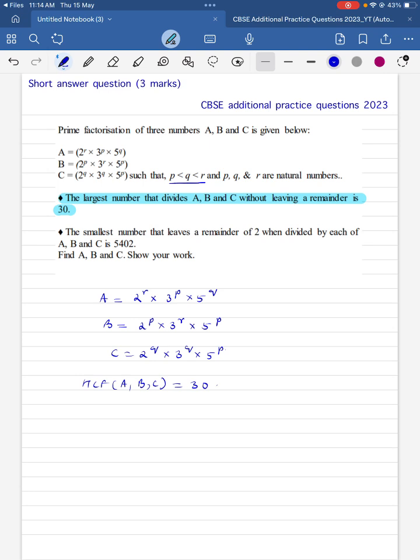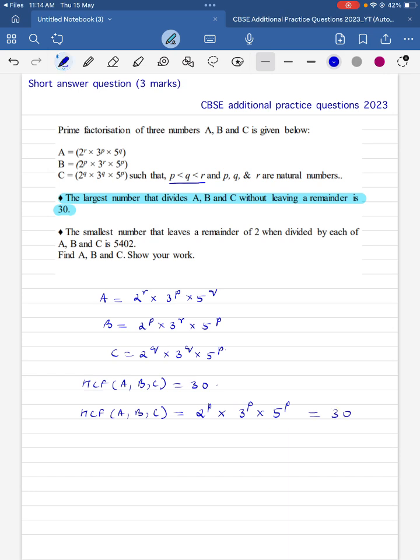Let's also try to find the HCF of A, B, C from the prime factorization. How do we find the HCF of three numbers? You write out all the common factors and take the lowest power of each of them. The common factors are 2, 3 and 5. The lowest power of P, Q and R is P, so 2 to the power of P. Again, all the powers of 3 are P, Q and R and the lowest of them is P. Again, the lowest of P and Q is P. So this will be the HCF of A, B and C, and this is given to be equal to 30.